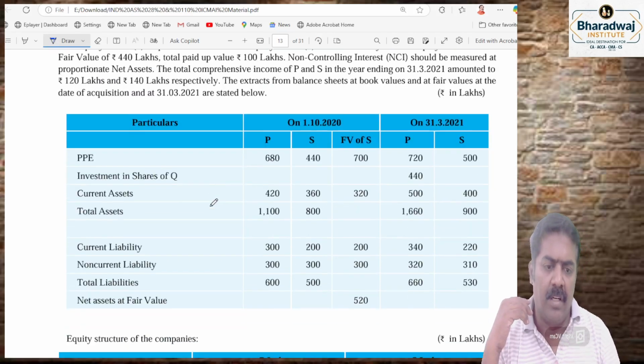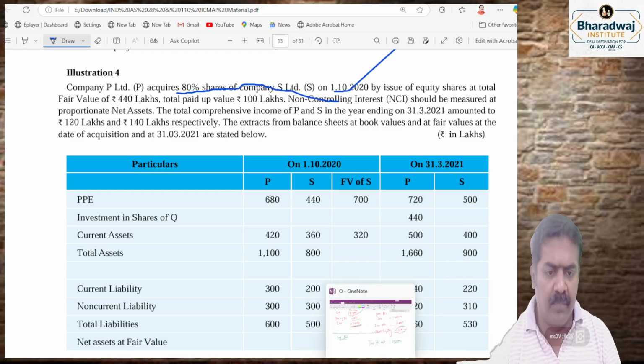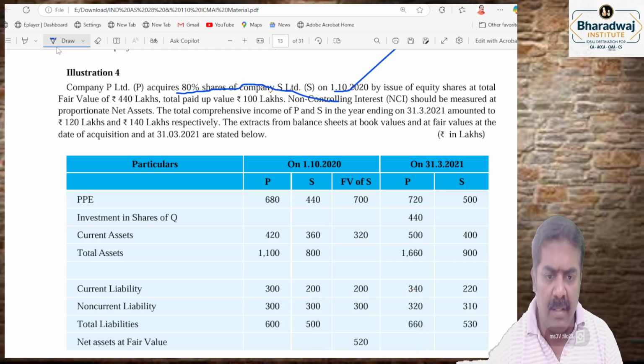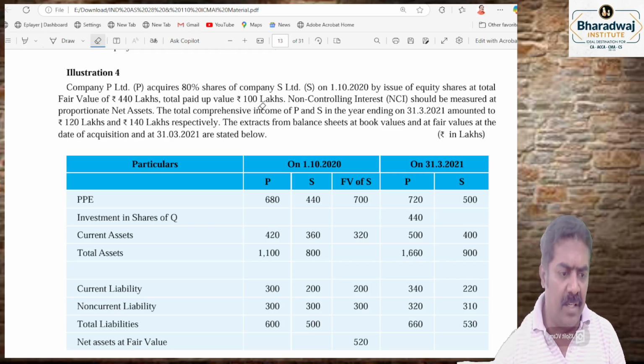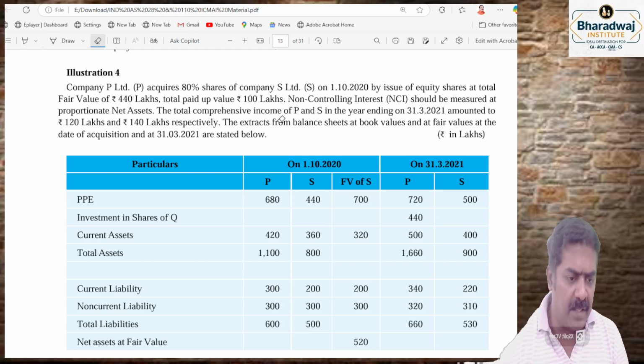Look at this. Company P acquired how much? 80% of shares on 1/10/2020. Total fair value: 440 lakhs. Paid up value: 100 lakhs. NCA should be measured at which one? Proportion in net assets. Partial goodwill they ask you. Total comprehensive income of P and S amounted to how much? 120 lakhs and 140 lakhs respectively.